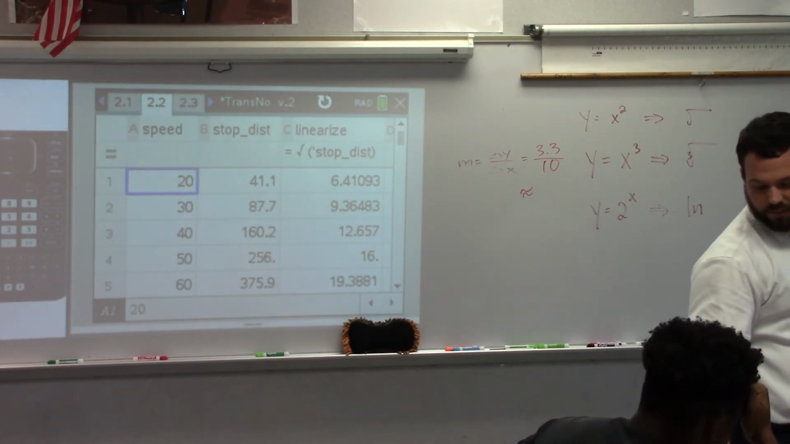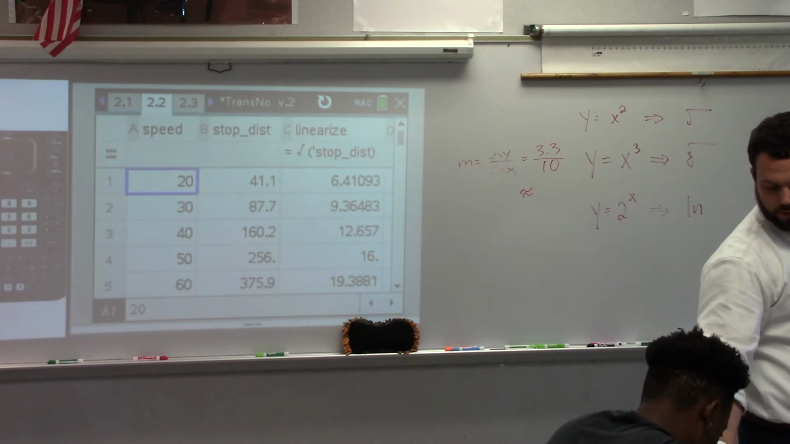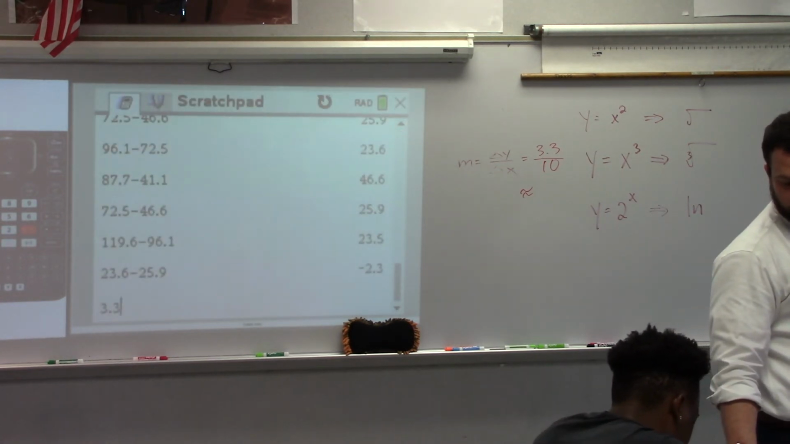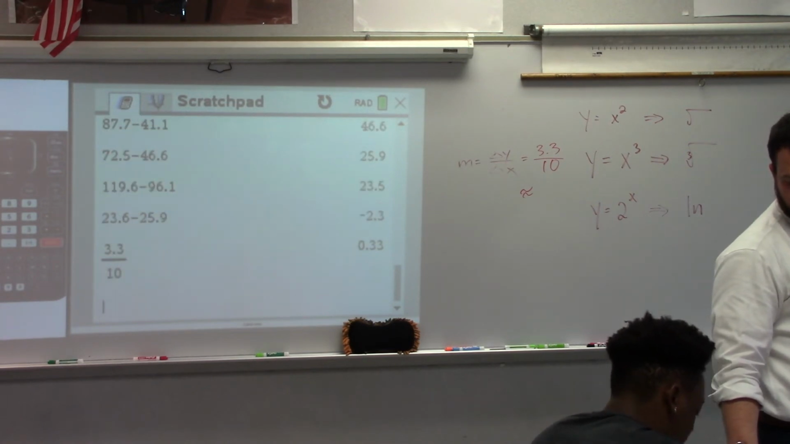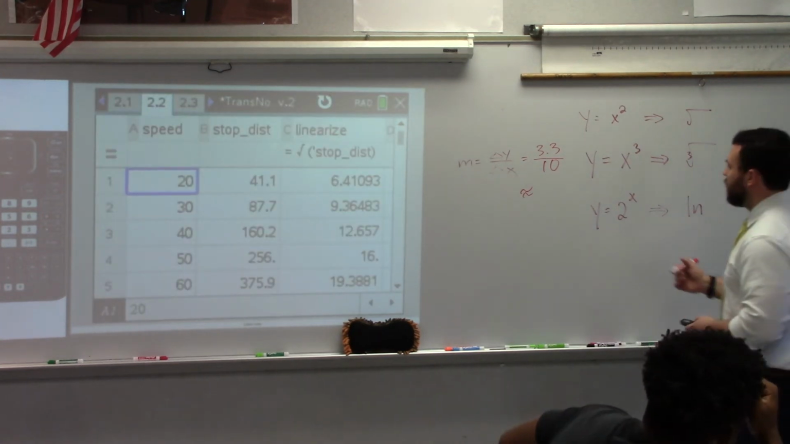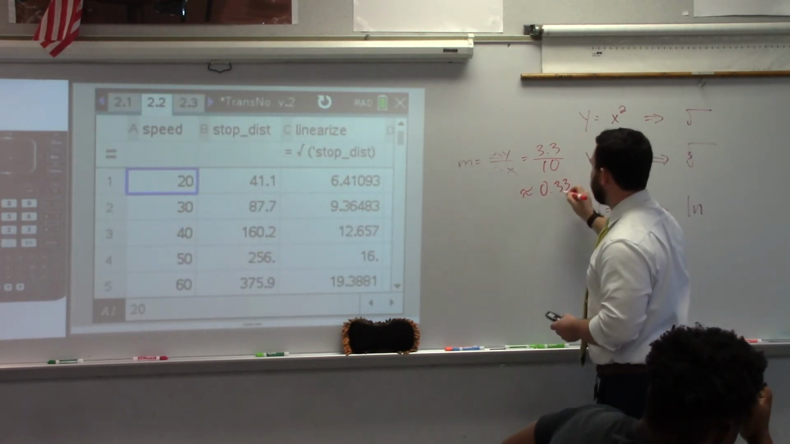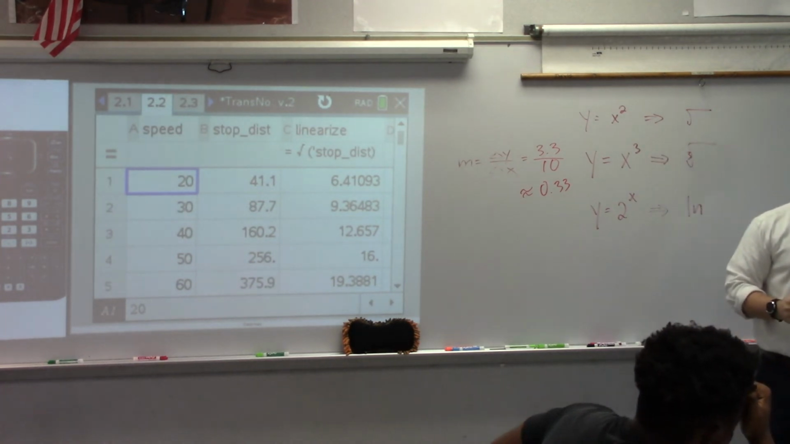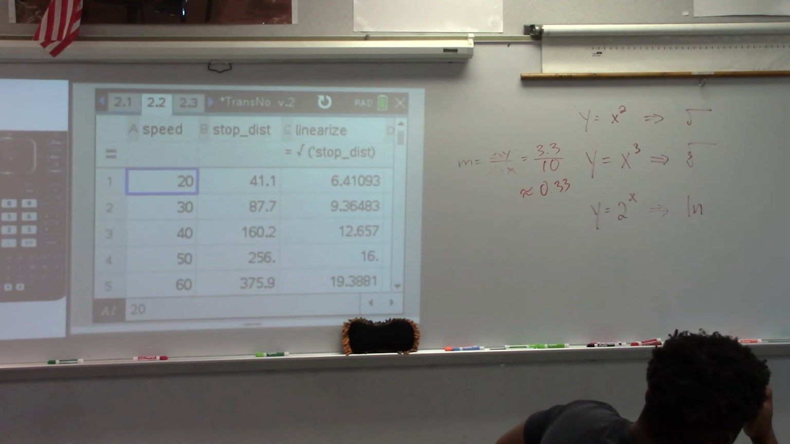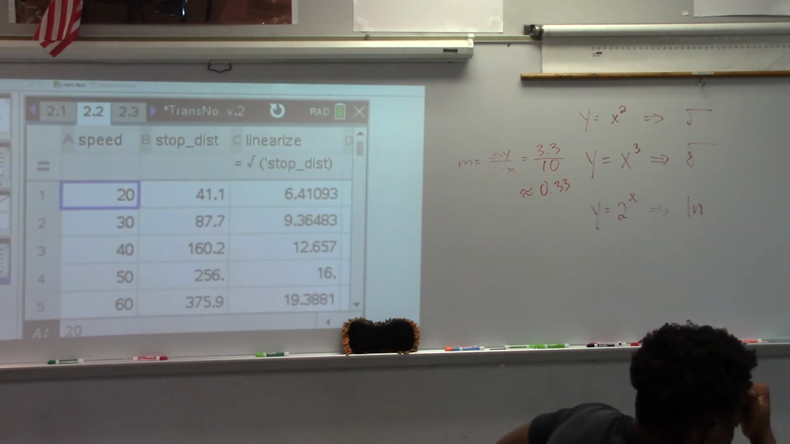You know that if you hit the little calculator symbol here, it goes to the scratch pad, and you can do 3.3 divided by 10. That's 0.33. So 0.33, now hit escape, and it goes back to your document, right? So, Preston, try the slope of 0.33. Might have to adjust it from there, but that'll probably make it easier to see. So back to Preston's.